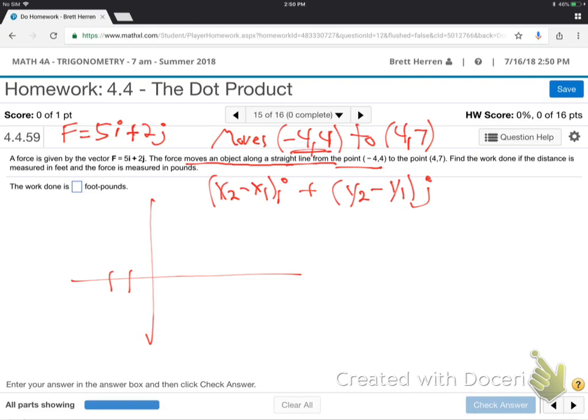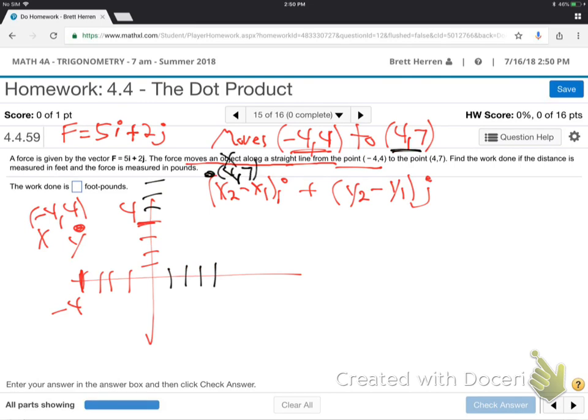This is minus 4, 4. 1, 2, 3, 4. There's that point. Minus 4, 4, which means it's back 4 and up 4. This is the x value, the y value. The other point is 4, 7. 1, 2, 3, 4, then 4, 5, 6, 7. Up here it's 7. So this is 4, 7: over 4, up 7. So I want a vector going from this point to that point. There's the distance vector. The object we're moving went from minus 4, 4 to over 4, up 7. There's the movement.